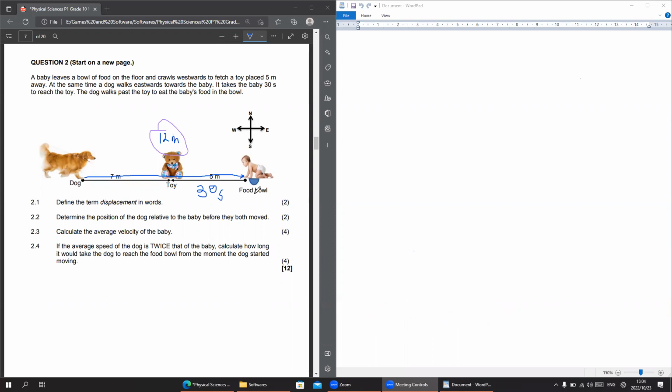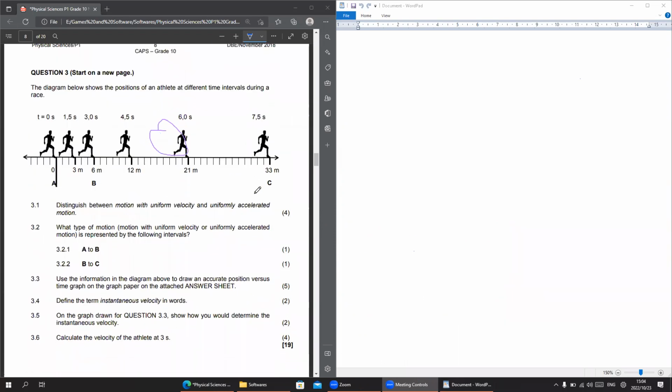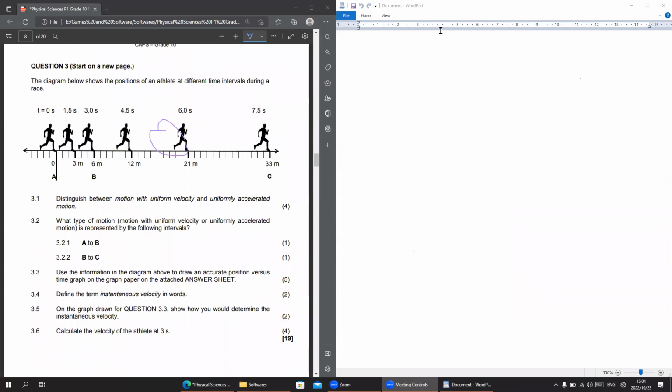So we're just going to go to the next question, which is question 3. On question 3, you have a diagram showing the position of an athlete at different time intervals.